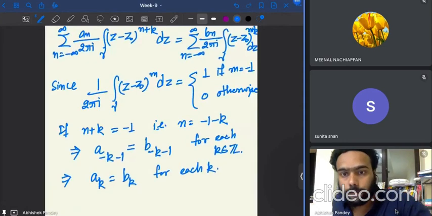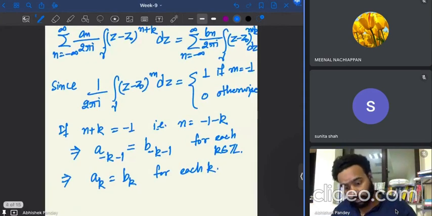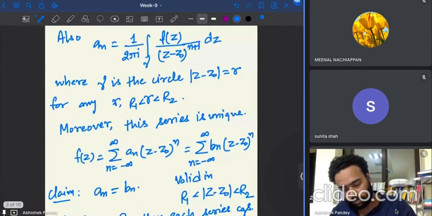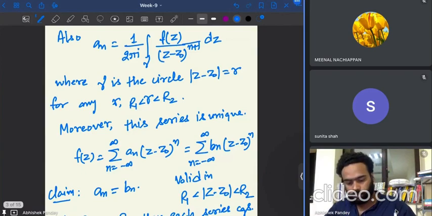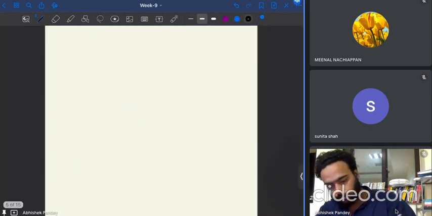Is it clear? Keep in mind that once you change this annulus, this may have a different representation. But in a fixed annulus, this representation will be unique. Okay, let us try one problem.